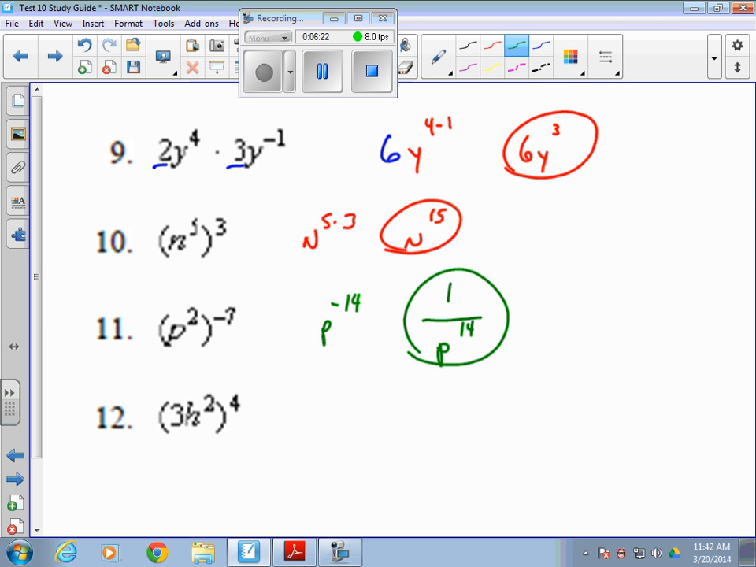3h squared to the fourth. Everything gets raised to the fourth power. 3 to the fourth power. And h to the second to the fourth power means 2 times 4, so h to the eighth. 3 to the fourth power: 3 times 3, 9 times 3, 27 times 3, 81. So you have 81h to the eighth power.